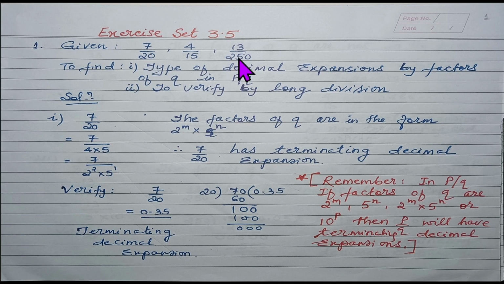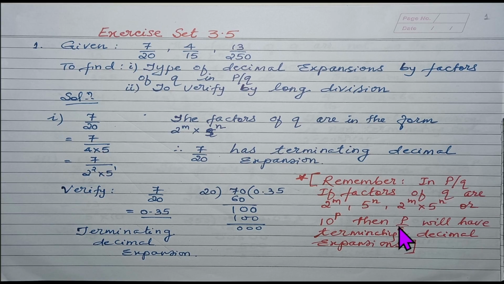type of decimal expansion. Now before we proceed with the examples, you have to remember that if p by q is a rational number, and in p by q, if the factors of q are 2 raised to m, 5 raised to n, or 2 raised to m into 5 raised to n, or 10 raised to p, then p by q will have a terminating decimal expansion. Or else, if the factors of q are not 2 raised to m, not 5 raised to n, not 2 raised to m into 5 raised to n, or 10 raised to p, then p by q will have a non-terminating repeating decimal expansion.